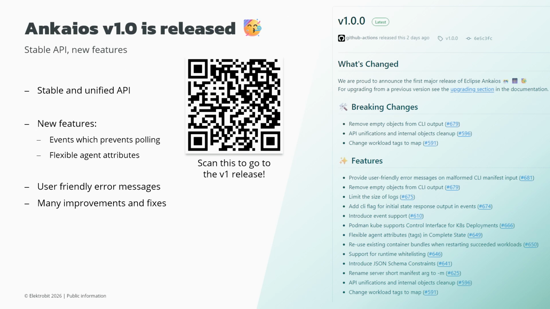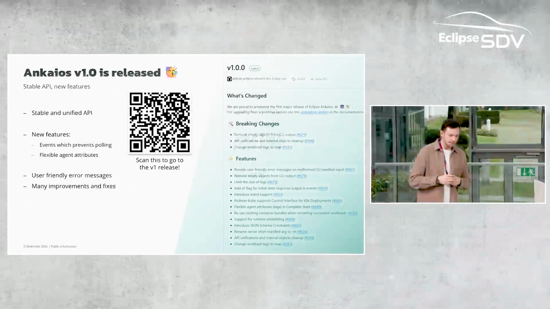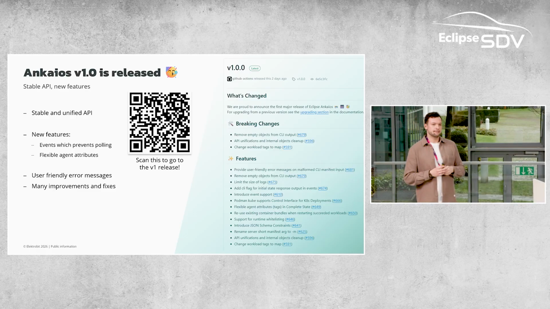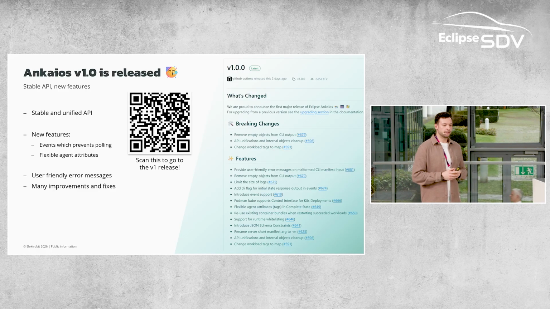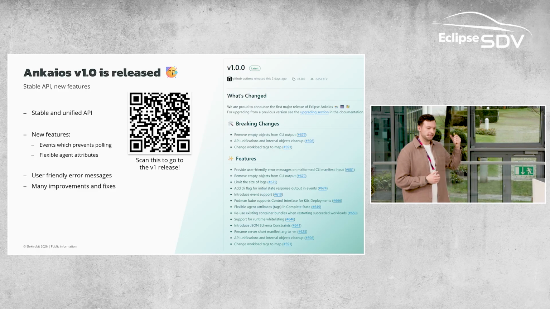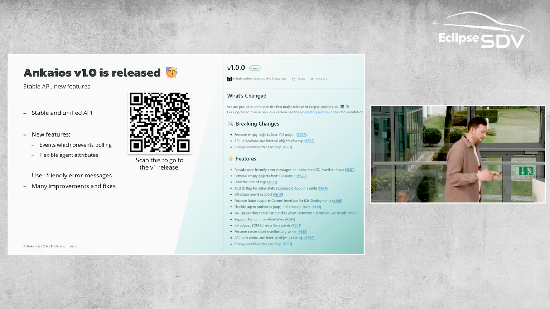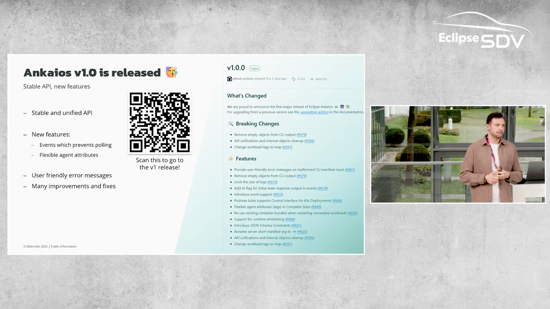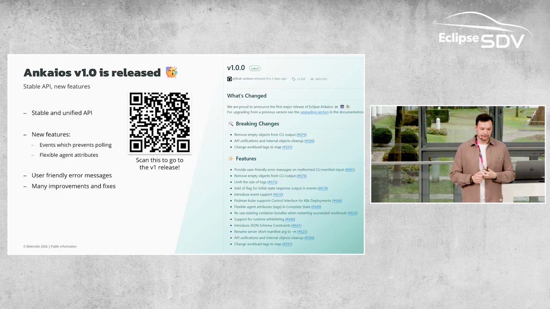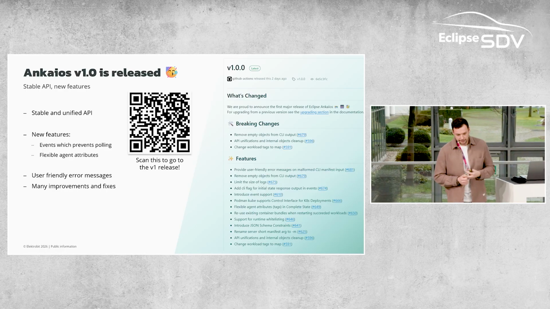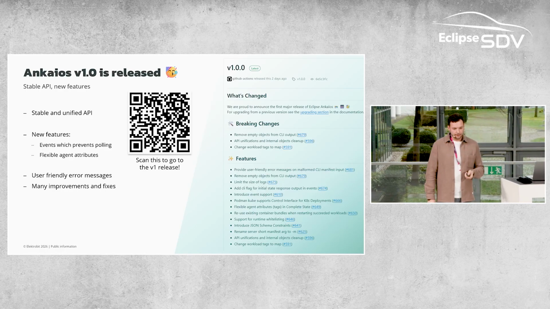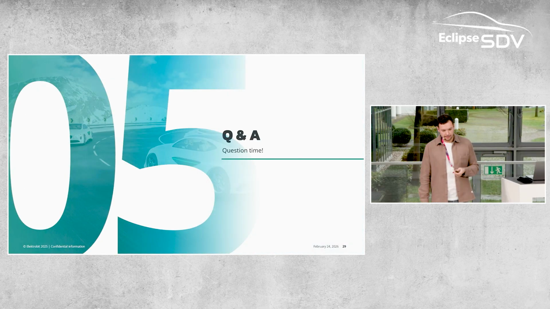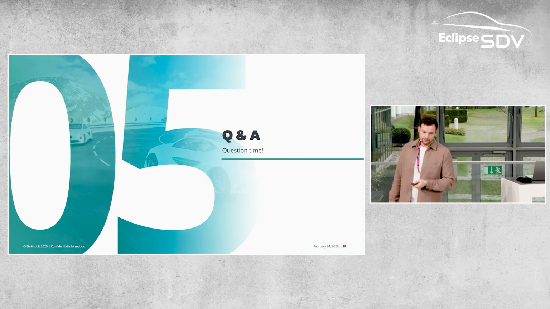So this QR code will lead you to the Ankaios version 1 release. So if you're interested, then have a look there, check it out, try it out. If you find something, then like always, open an issue or also contact us at the Slack channel. Or if you want, you can also contribute a pull request. We are really happy about that and will definitely support you there. And I think now it's Q&A time.